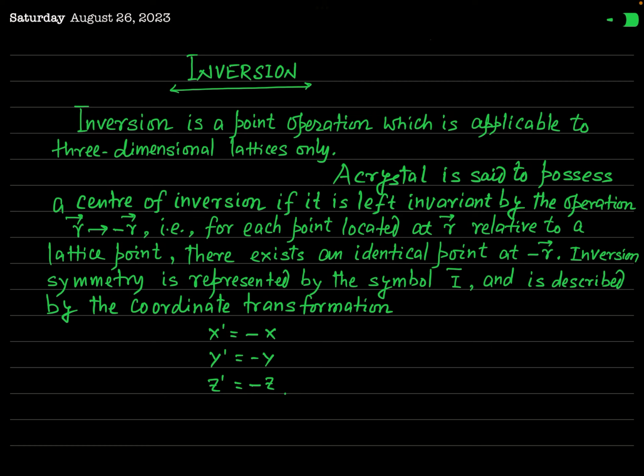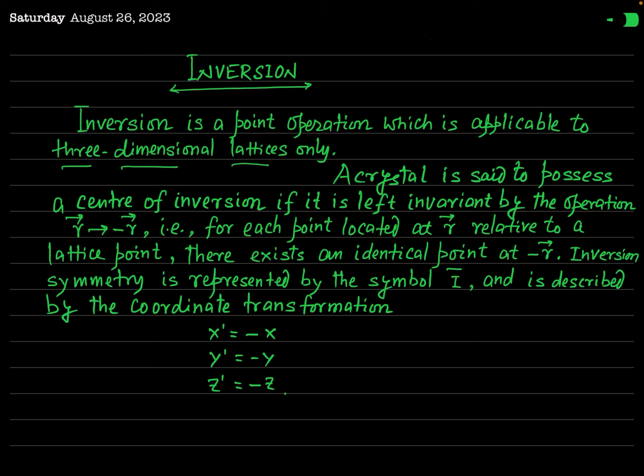But on the other hand, when you talk about the inversion symmetry, that symmetry exists only in case of 3-dimensional lattice, not in case of 2-dimensional lattice. So I have mentioned it here. You can see that inversion is a point operation which is applicable to 3-dimensional lattices only. Only in case of 3-dimensional lattice, this symmetry operation, inversion, will be carried out. Okay?